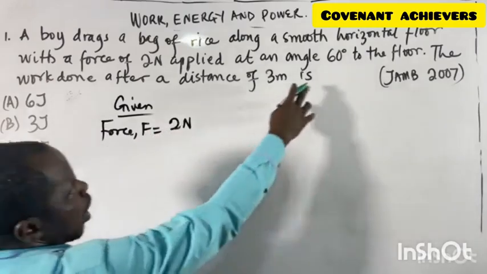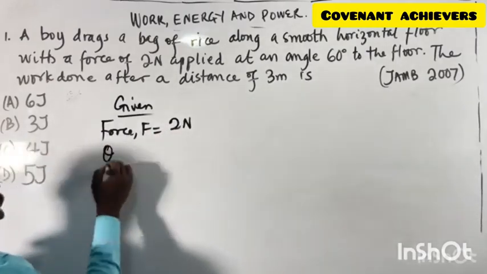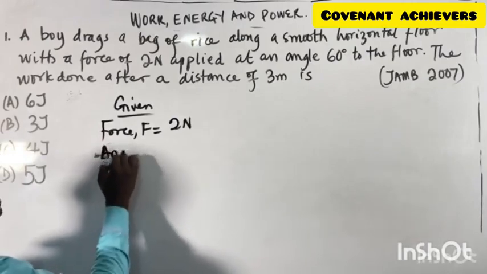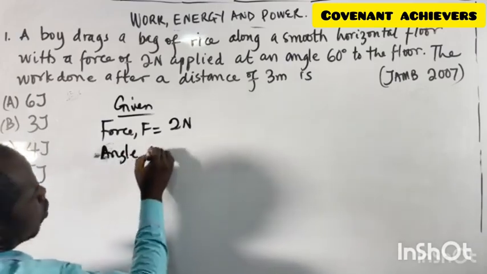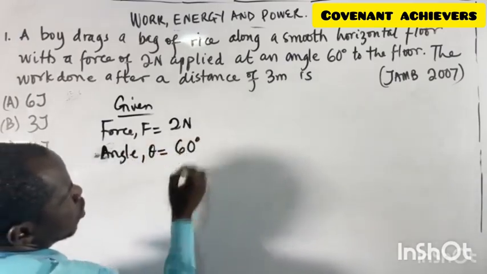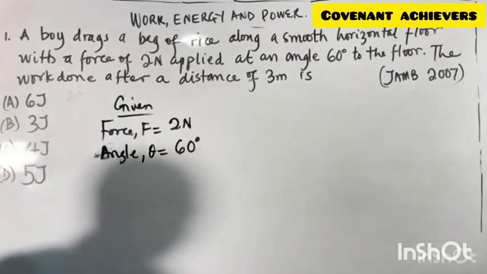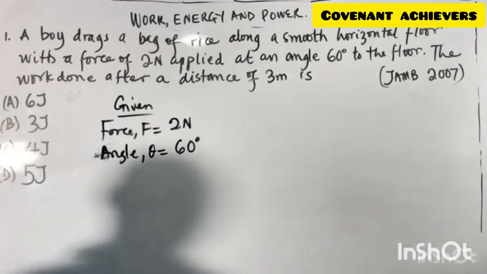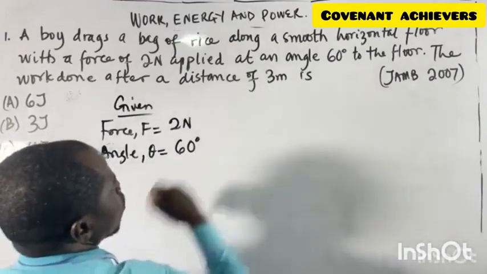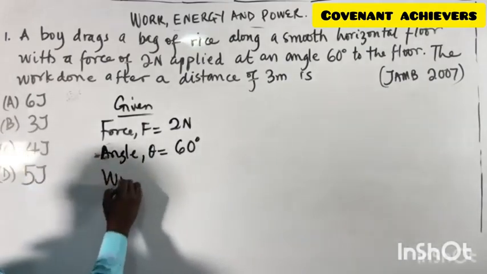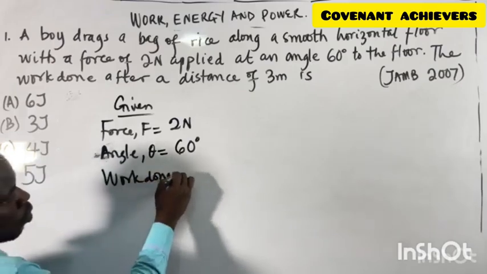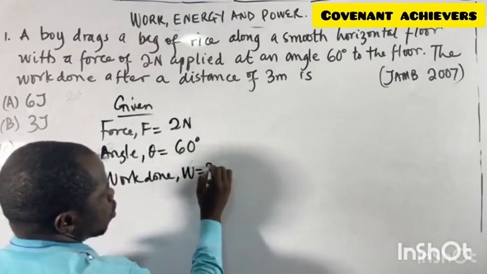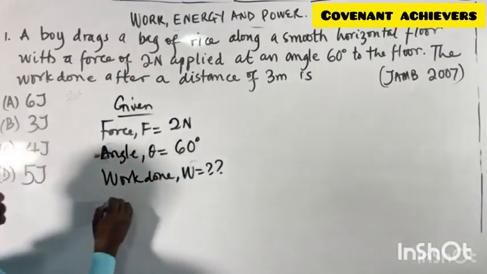Applied at an angle theta. That means the angle of inclination theta is equal to 60 degrees to the floor. The work done after a distance of 3 meters is what we are calculating. Work done, that's W, is unknown. And we are given the distance.